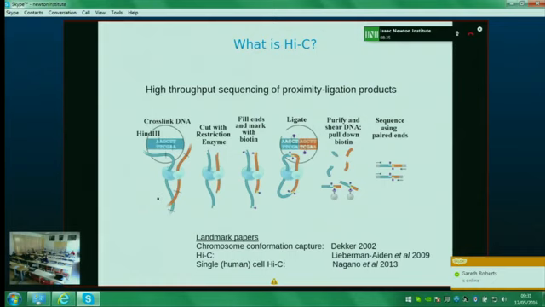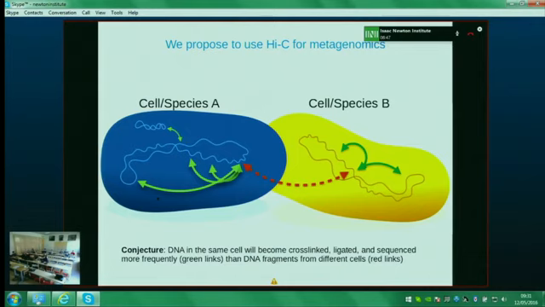of cross-linking. So this is a fairly complex protocol, but people do it because the information is very hard to get in any other way. So we got the idea many years ago that this might be useful for metagenomics, and the premise, of course, is that bits of DNA that are part of the same cell should become cross-linked in the same protein complexes at much higher rates than bits of DNA that are in different cells.